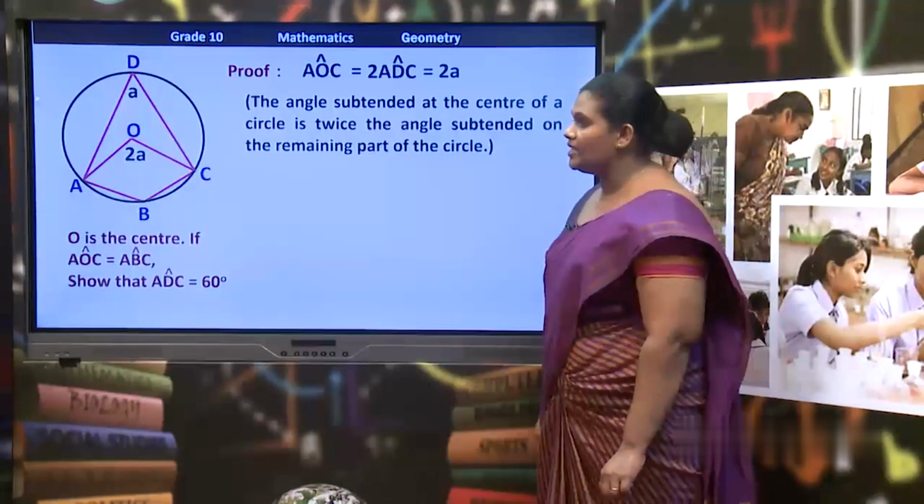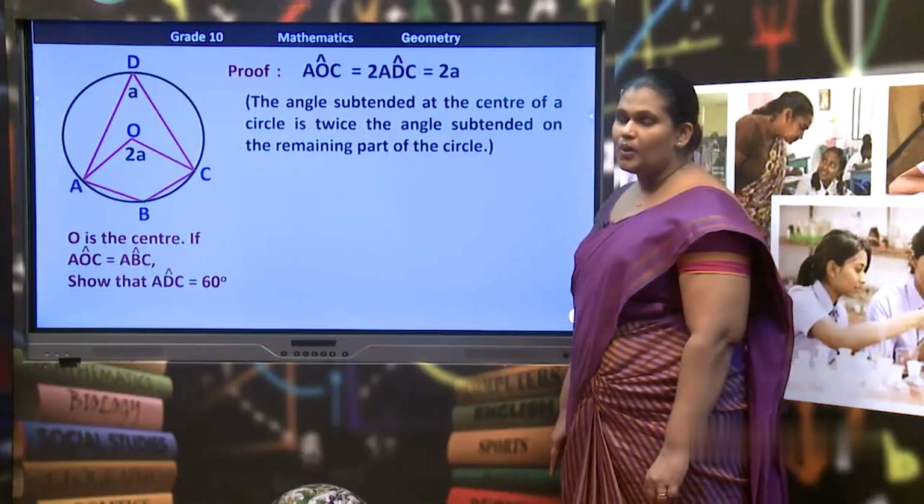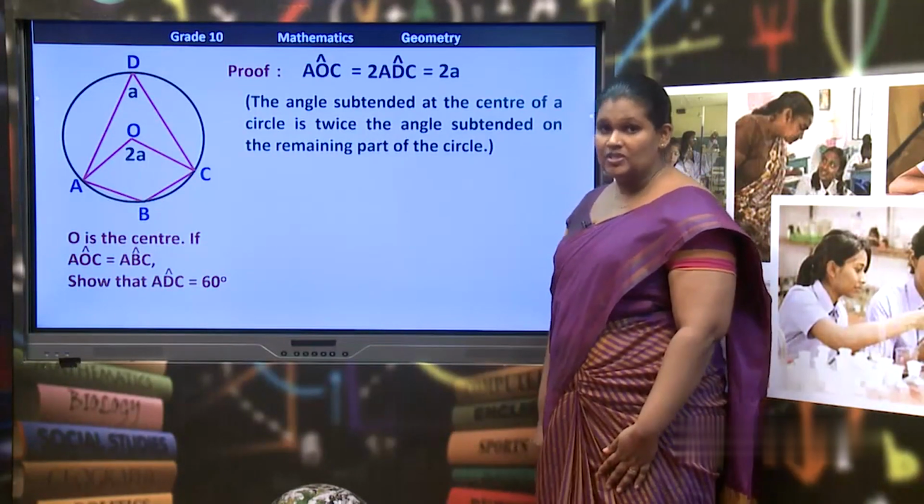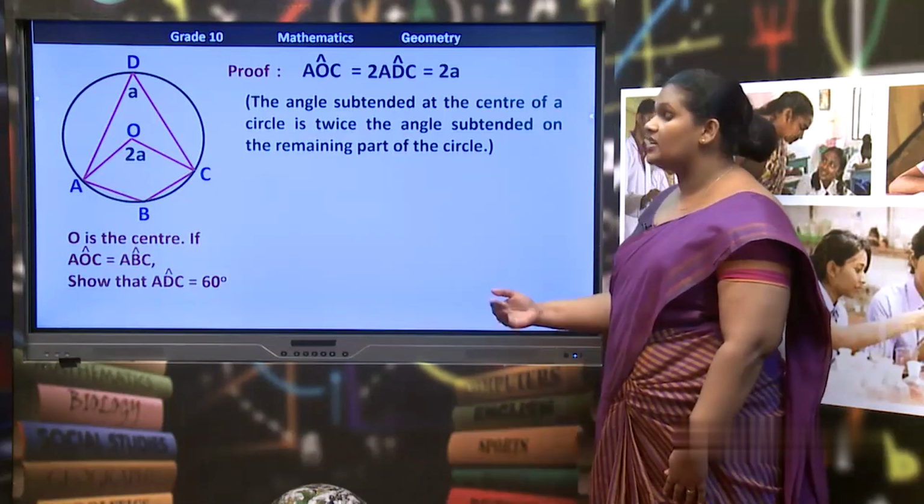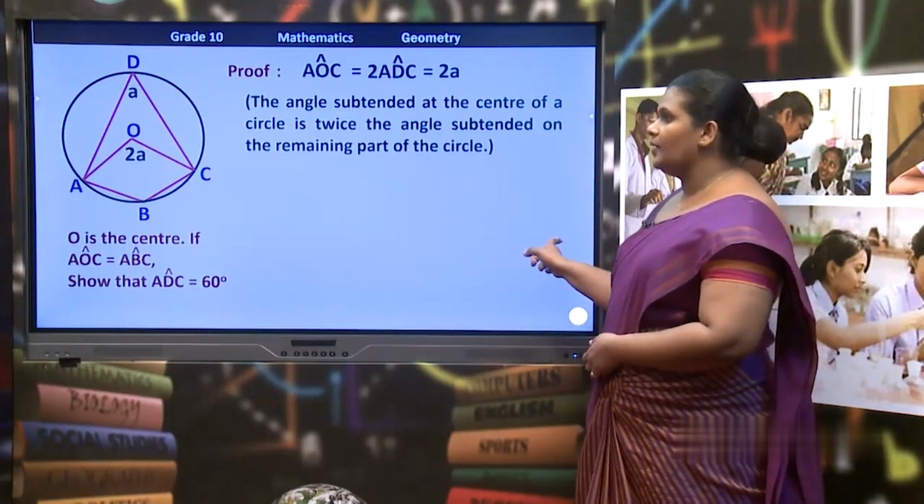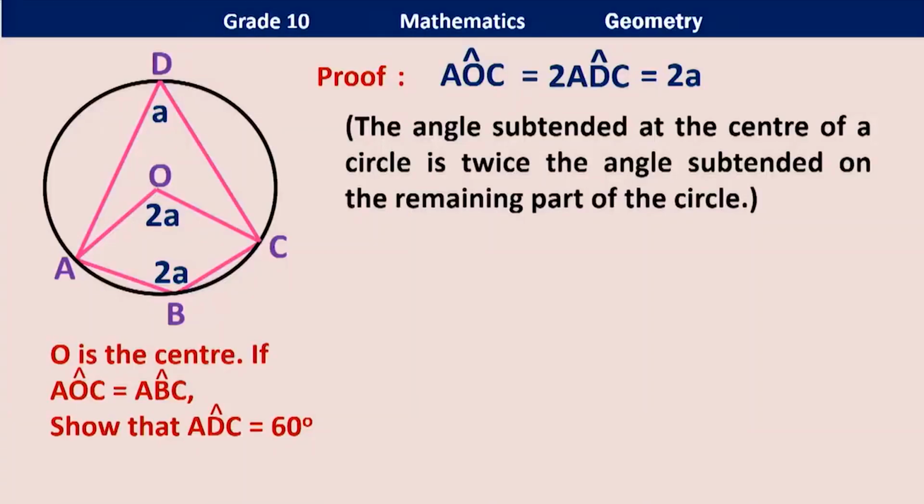Right. Now, have a look at angle AOC and angle ABC. What can you say about those two angles? Yes, those two angles are also the same in magnitude. The reason is that it is given in our question. So, we can say angle AOC is 2A. Therefore, angle ABC is also equal to 2A. So, we can write angle AOC is equal to angle ABC, that is equal to 2A. The reason is it is data, or else you can write it as given.